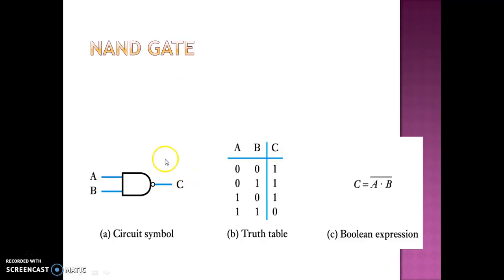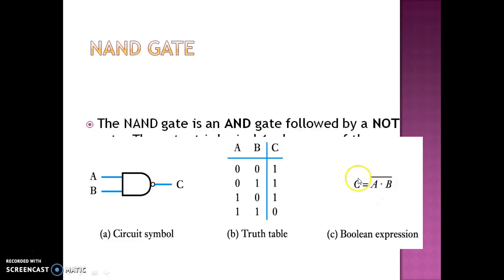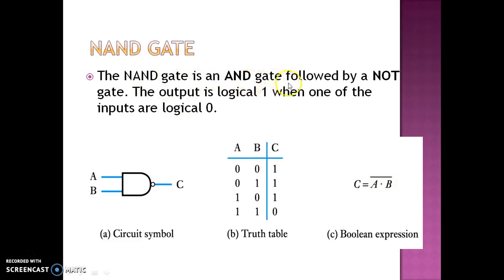Now we see NAND gate function. C is the output and A and B are the inputs. In this case, if you see, if both the inputs are 0, the output is 1. If any one input is high level, at that condition also the output is 1. And if both the inputs are high level, at that condition we are getting 0 output. That is, NAND gate is the complement of AND function. C is equal to A dot B whole bar. The NAND gate is an AND gate followed by a NOT gate. The output is logical 1 when one of the inputs is logical 0.